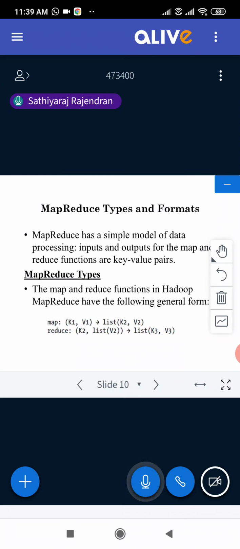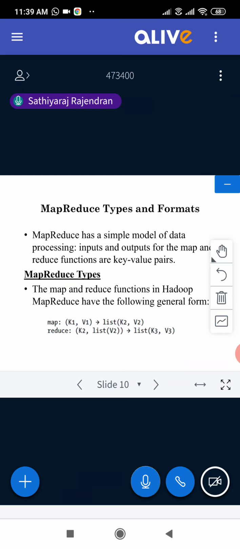This k1 can also be written as KEYIN. It is up to you whether to use key in or k1, but both represent the same meaning. I can write k1 comma v1, or key in comma v1, or key in 1 comma v1. V can also be written as value 1. It is up to you to use either k1 or v1, or key in or value in.